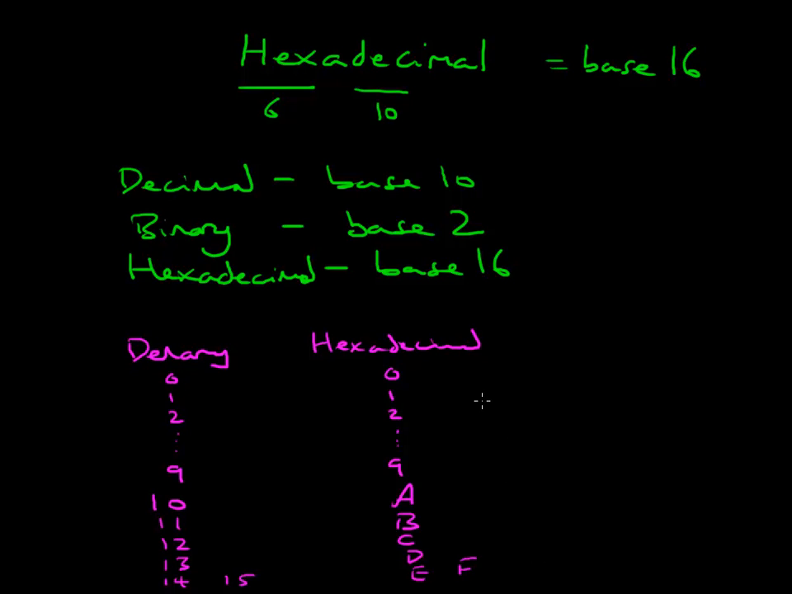So we're counting from 0 to 9 and then from A to F. So F would be the number 15. So what we can now do is look at how we can convert from denary to hexadecimal. Let's start off with the number 23. This number 23 is in base 10 or denary.